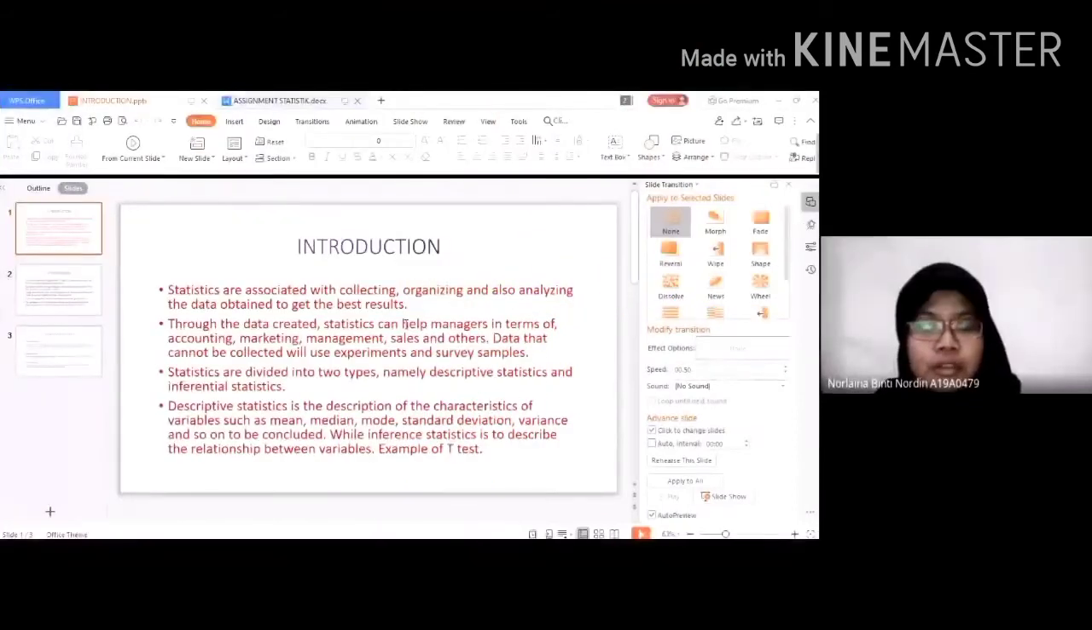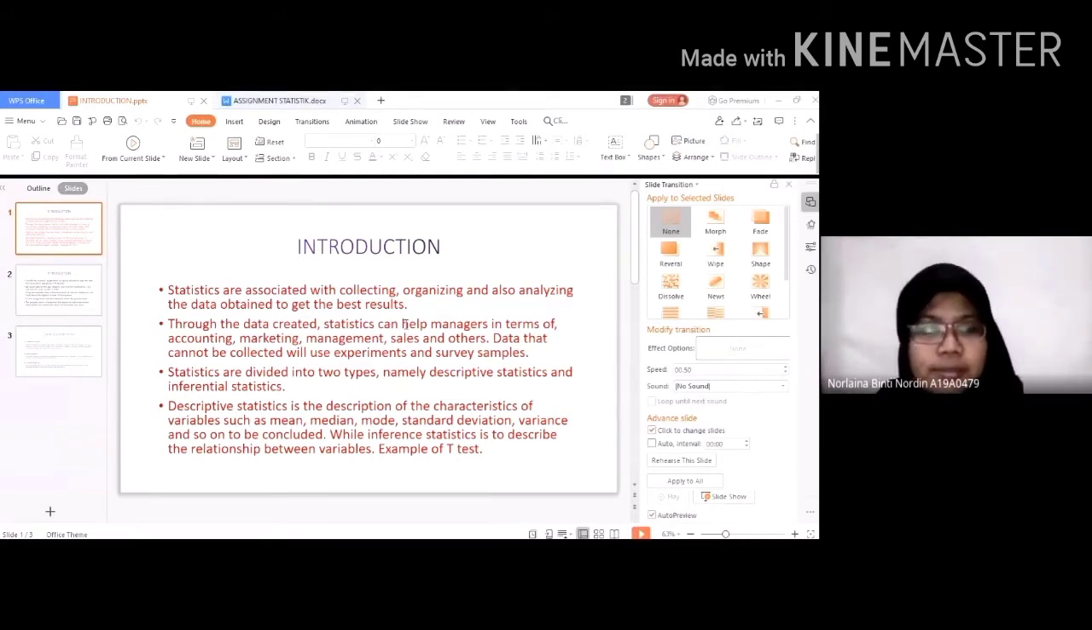Today I will go into the presentation of the statistics assignment. So, introduction: statistics is also collecting, organizing and analyzing the data obtained to get the best result. Through the data, statistics can help managers in terms of accounting, marketing, management, sales and orders. Data that cannot be collected using experiment and survey sample.